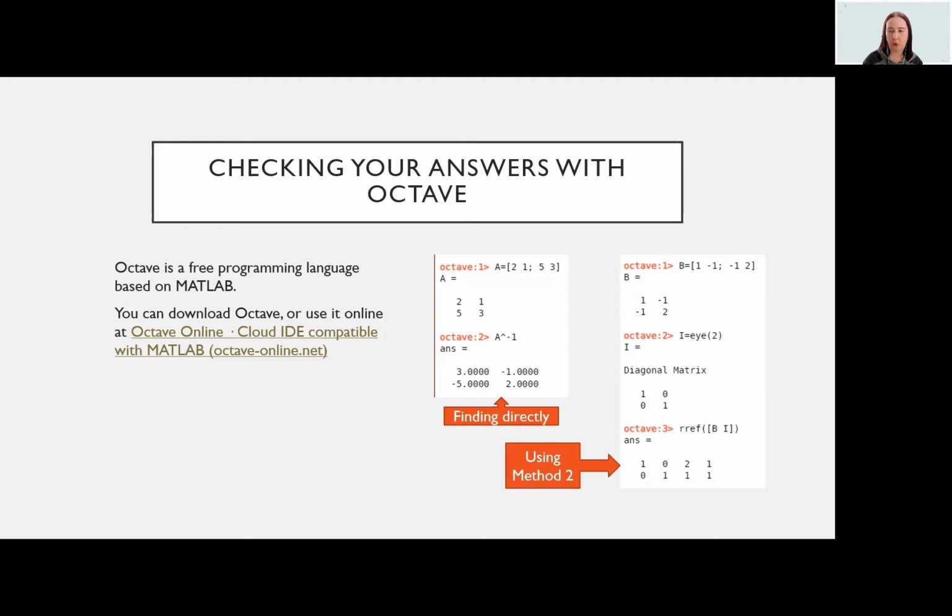And there are two ways that you can use Octave to check your work. The first way is to literally type in your matrix and then use the exponent to the -1 notation, and it will give you your answer for the inverse. So that's an easy way to check: did you get the inverse correctly? The second way is by actually doing method 2.